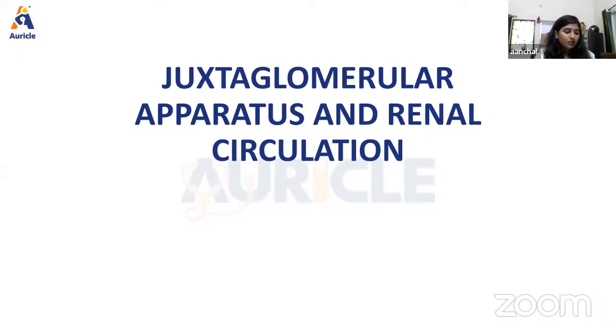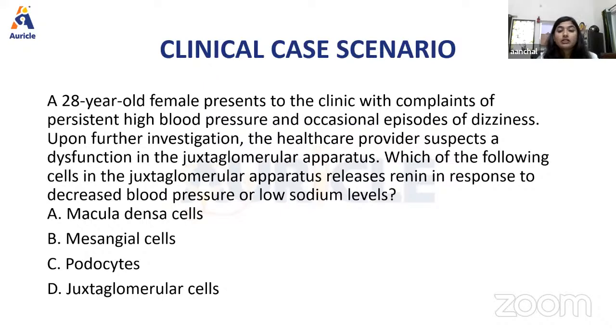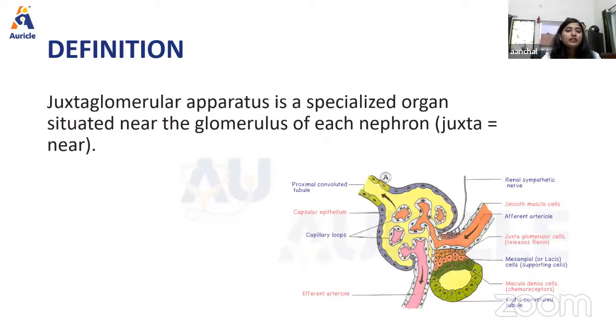So starting with today's topic, juxtaglomerular apparatus and renal circulation. This is the clinical case scenario that will be discussed at the end of the class. Basically, the juxtaglomerular apparatus is a specialized organ situated near the glomerulus, as you can see in the diagram. Juxta means near, so based upon its location it is named juxtaglomerular apparatus, the apparatus present near the glomerulus.